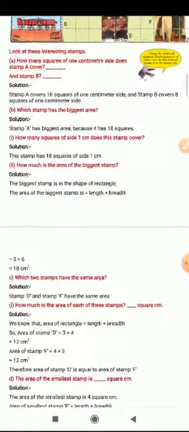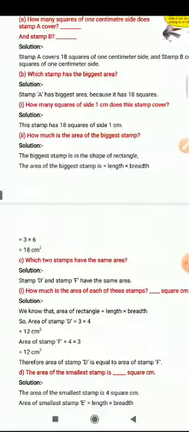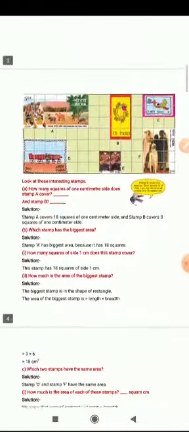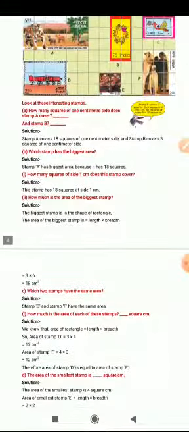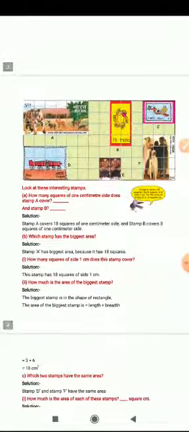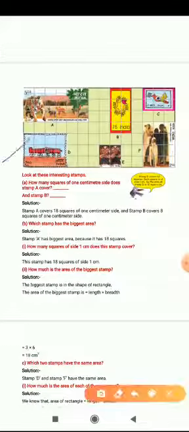Now let's move forward. Which two stamps have the same area? Now observe this sheet. In this you have to find out which two stamps have the same area. By observing we can say that stamp D and stamp F have the same area. This stamp D and this stamp F.